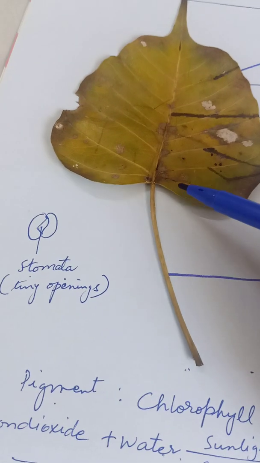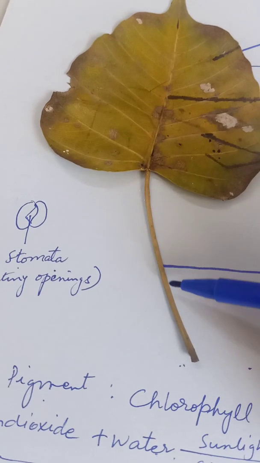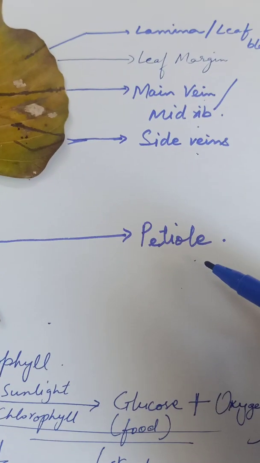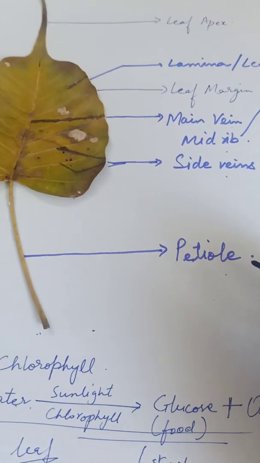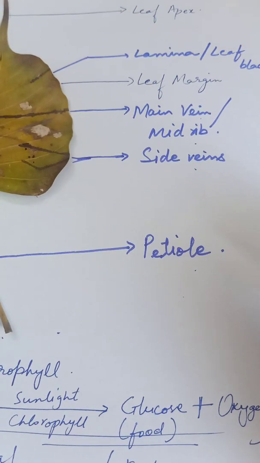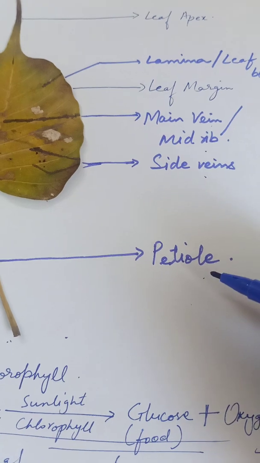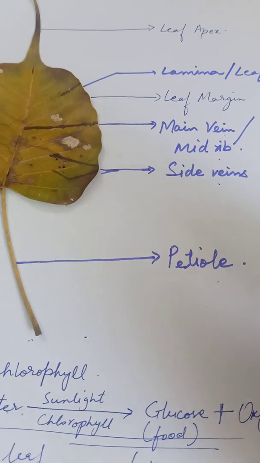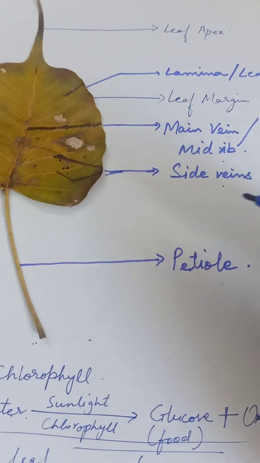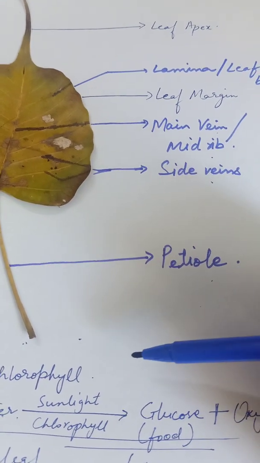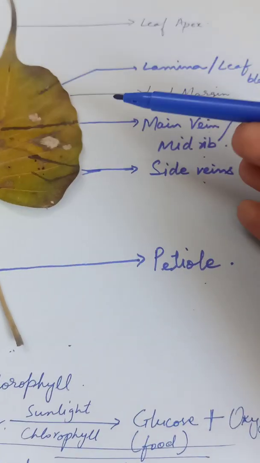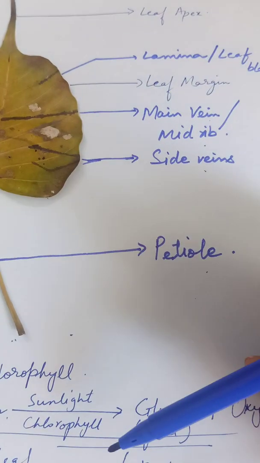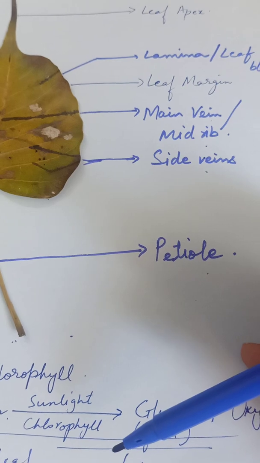Then there is a structure which is known as the petiole. Petiole attaches the leaf to the branch. The first function of the petiole is that it attaches the leaf to the branch or the stem. The second function is that it helps in conducting water and minerals from the stem to the leaf, and food particles from the leaf to the stem or branch.